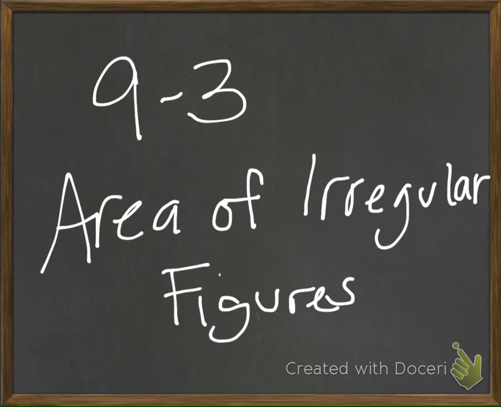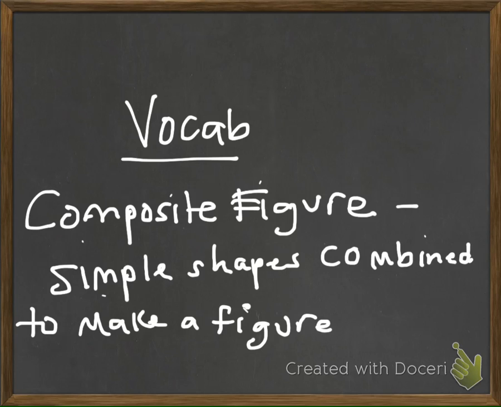Section 9.3 is about area of irregular figures. An irregular figure is just a figure that doesn't look like a circle or a square or a triangle. It actually is two shapes combined, and another word for it is a composite figure. Composite figures are simple geometric shapes combined to make a figure.